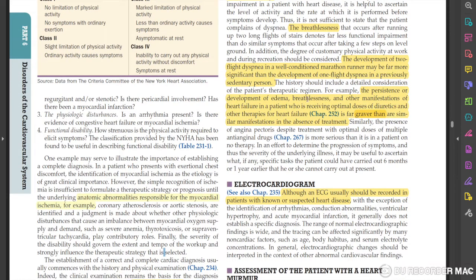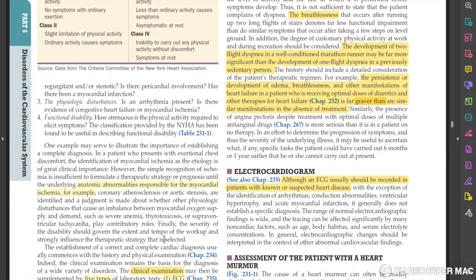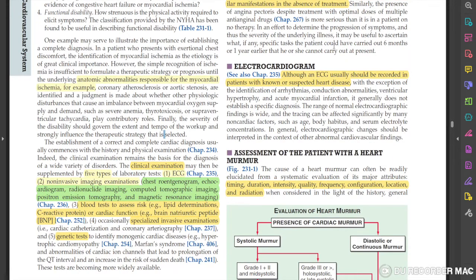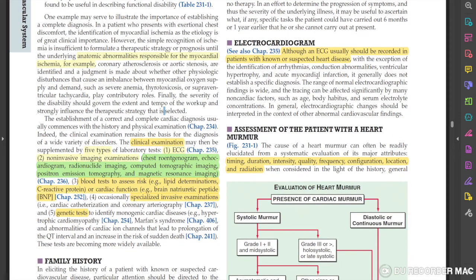Now the persistence or development of edema, breathlessness, and other manifestations of heart failure in a patient who is receiving optimal doses of diuretics and other therapies for heart failure is far graver than in a patient who is not receiving the drugs. We have already talked about ECG in our ECG series. If you have not watched it, go and watch it.